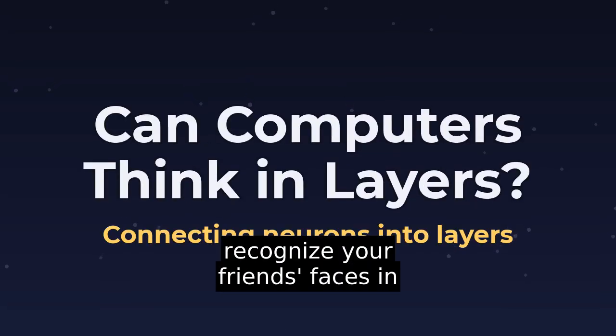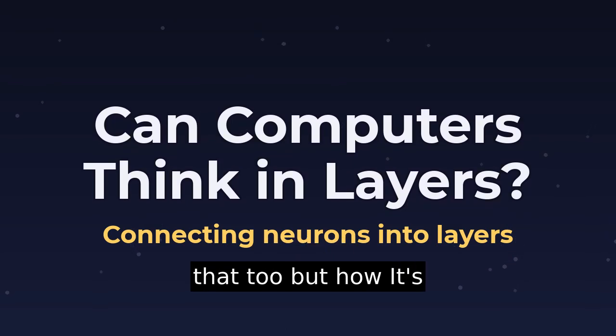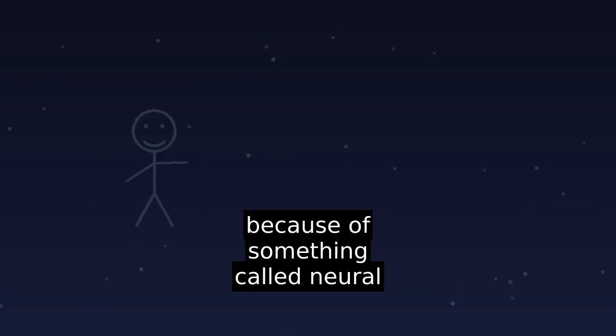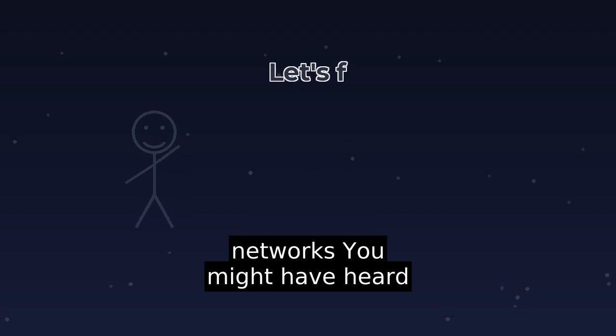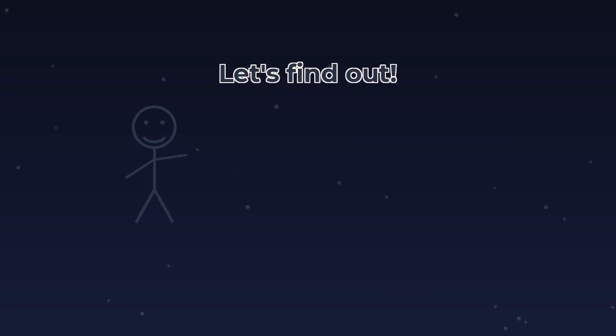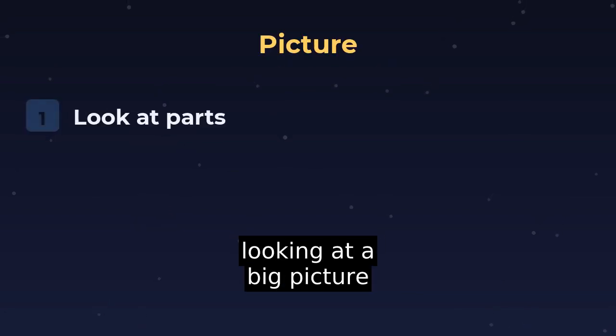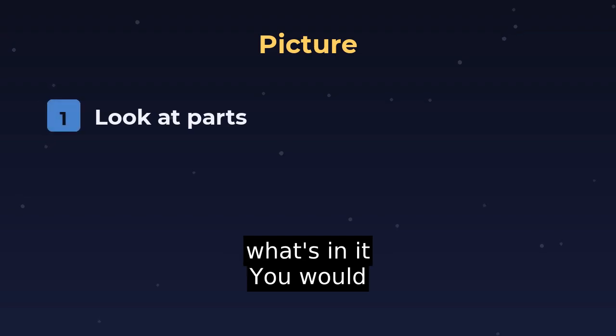You know how you can recognize your friends' faces in a crowd? Computers can do that too, but how? It's because of something called neural networks. You might have heard of them, but do you know what they look like? Let's find out. Imagine you're looking at a big picture and you need to understand what's in it.